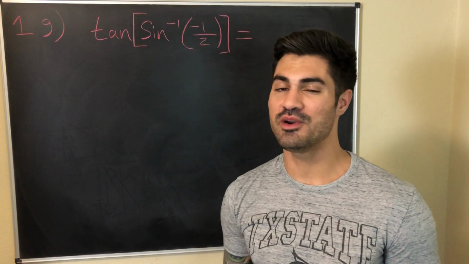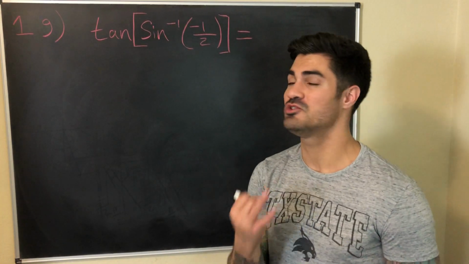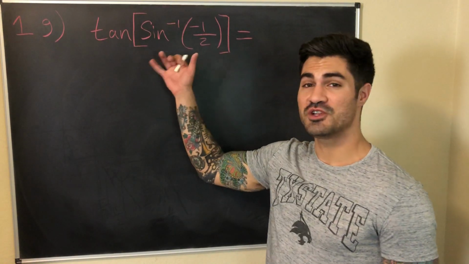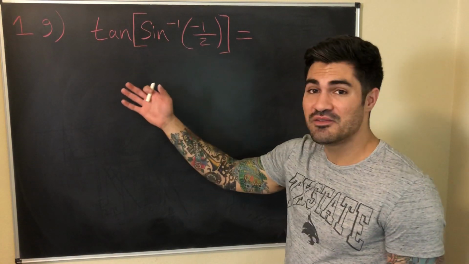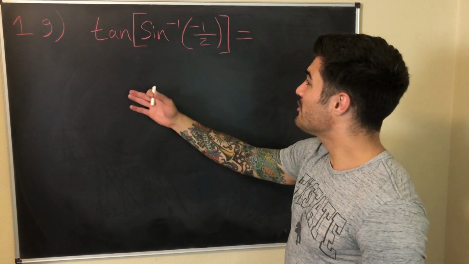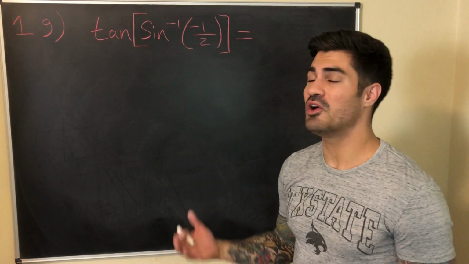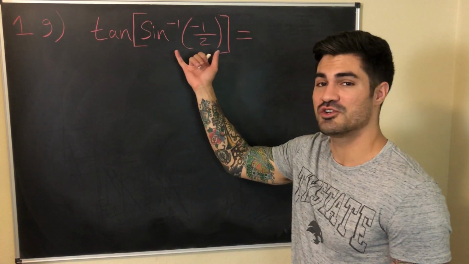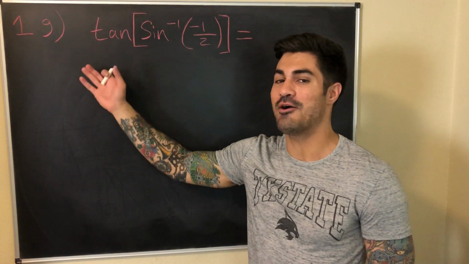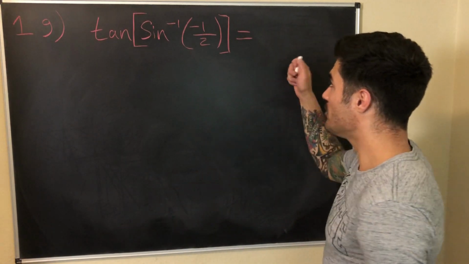So this example is pretty different from the last few examples in two ways. First of all, these functions are different. We don't have sine and sine inverse, tangent and tangent inverse. Now we have tangent and sine inverse, so different functions. Second of all, the inverse function is now the inner function, and the regular trig function is now the outer function, okay? So we won't expect an angle here.